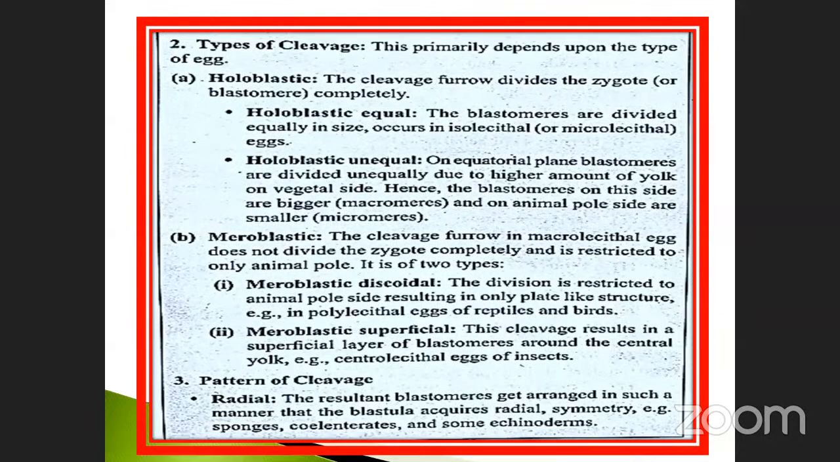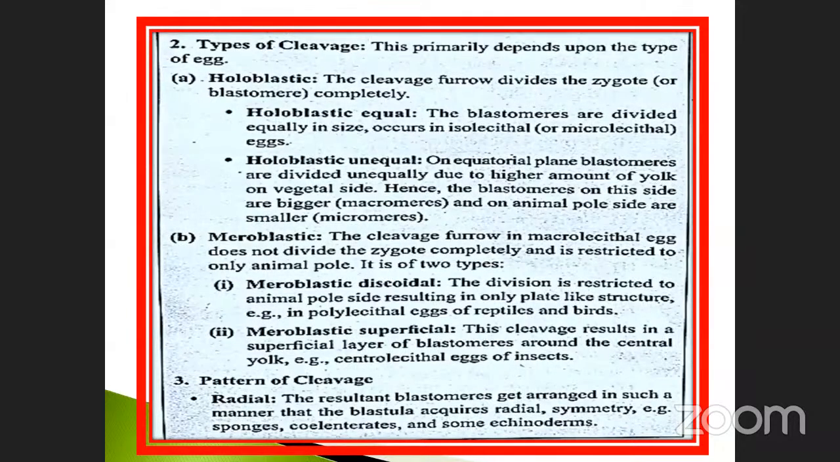Okay, according to that cleavage, holoblastic. Holo means whole, and furrow means a small groove-like structure. See here, holoblastic equal: the blastomeres are divided equal in size, occurring in isolecithal or microlecithal eggs. Holoblastic unequal: here is equal, here is unequal. There is a difference. In the equatorial plane, blastomeres are divided unequally due to a higher amount of yolk on the vegetal side.